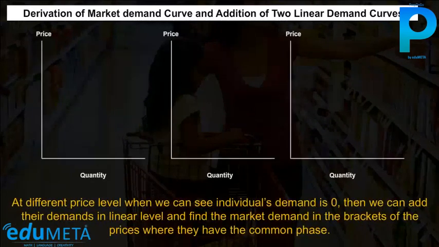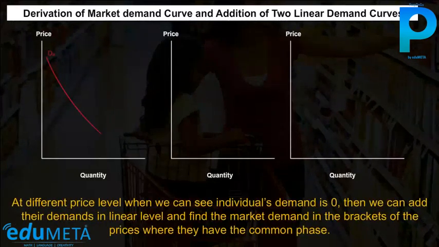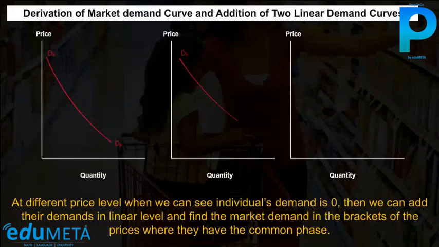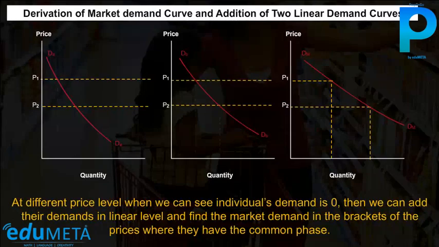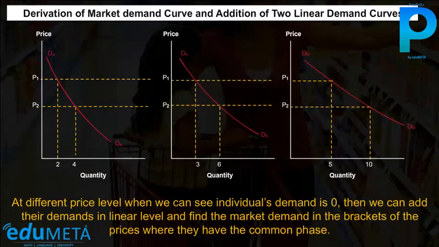At different price levels, where we can see an individual's demand is zero, we can add their demands at the linear level and find the market demand in the brackets of the prices where they have the common phase.